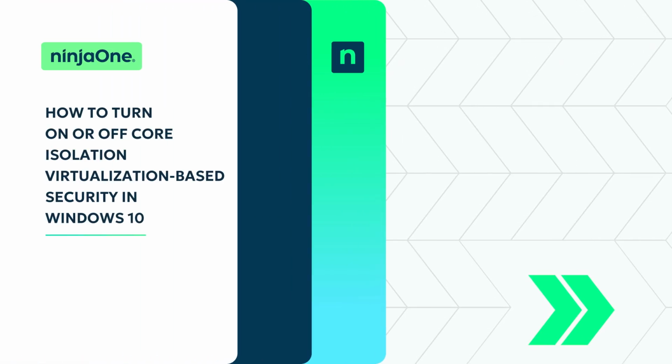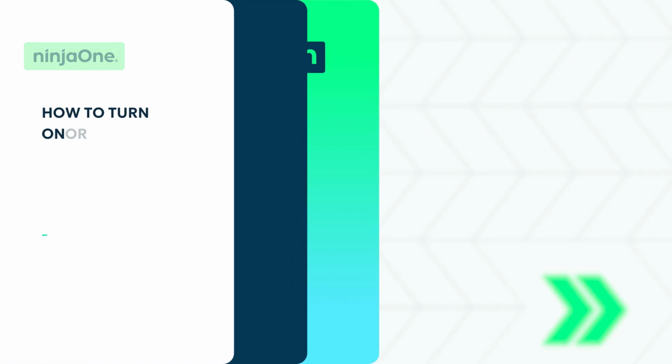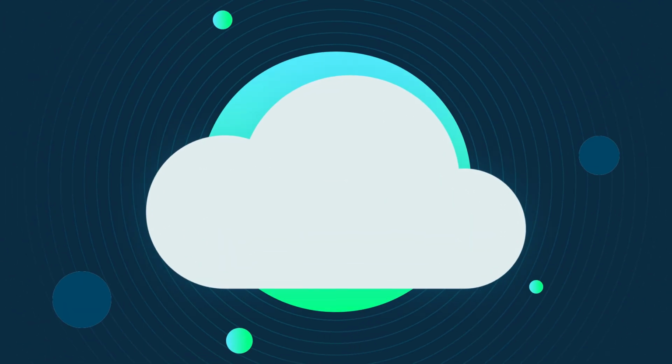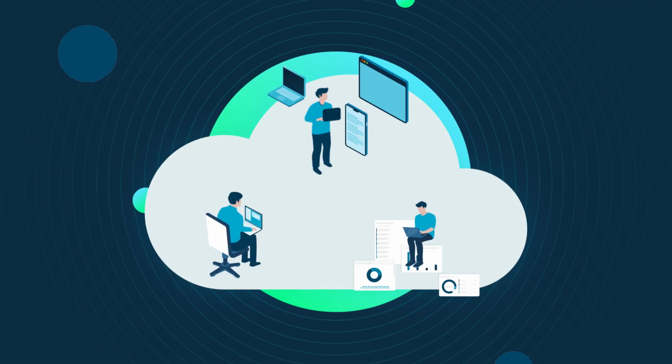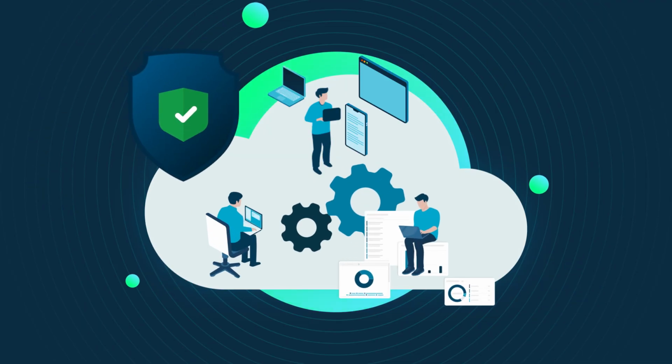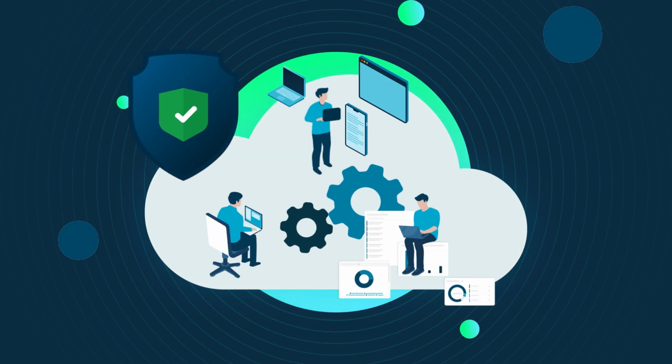How to turn on or off Core Isolation Virtualization-based security in Windows 10. Core Isolation Virtualization-based security is a built-in key feature of Windows security that affects your systems in different ways. In this video, we'll show you how you can configure Core Isolation VBS in your system.